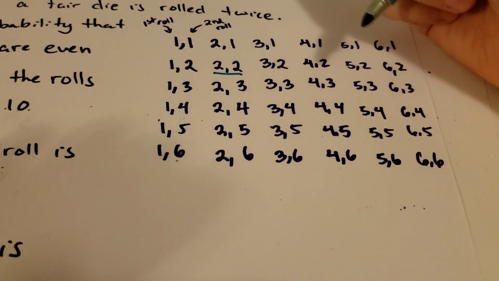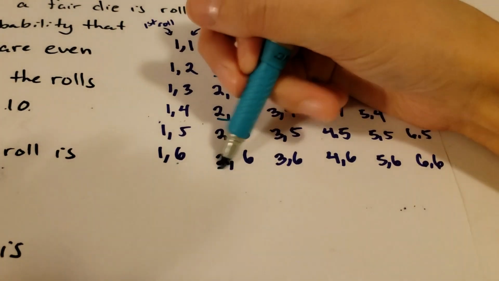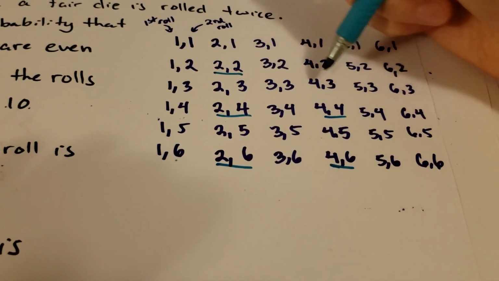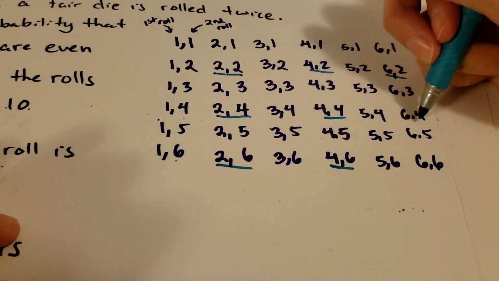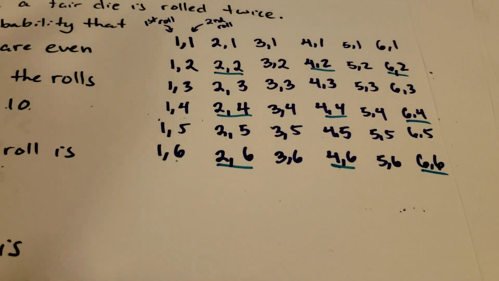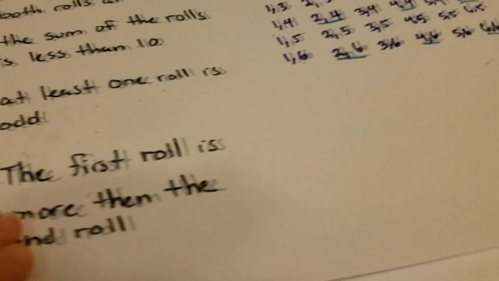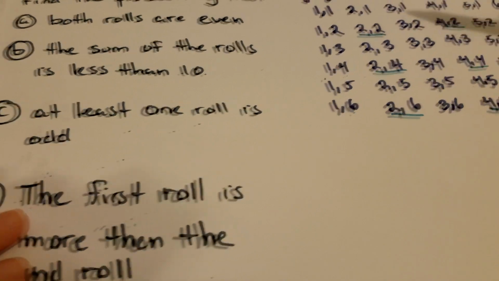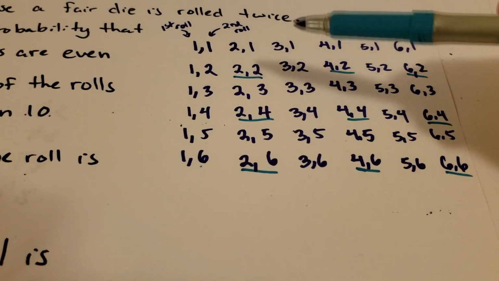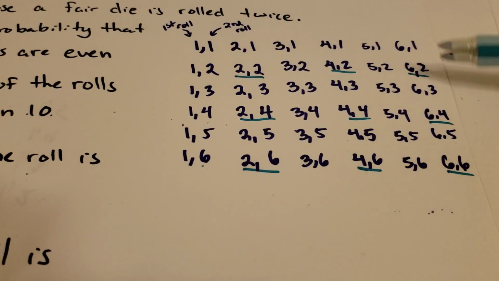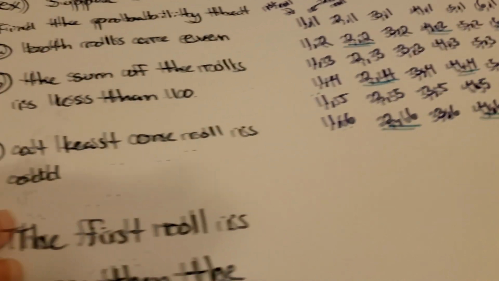So here they're both even: 2, 2, 2, 4, 2, 6, 4, 6, 4, 4, 4, 2, 6, 2, 6, 4, 6, 6. Okay. So both rolls being even, we have, let's see, this is 1, 2, 3, 4, 5, 6, 7, 8, 9 out of 36 possibilities.